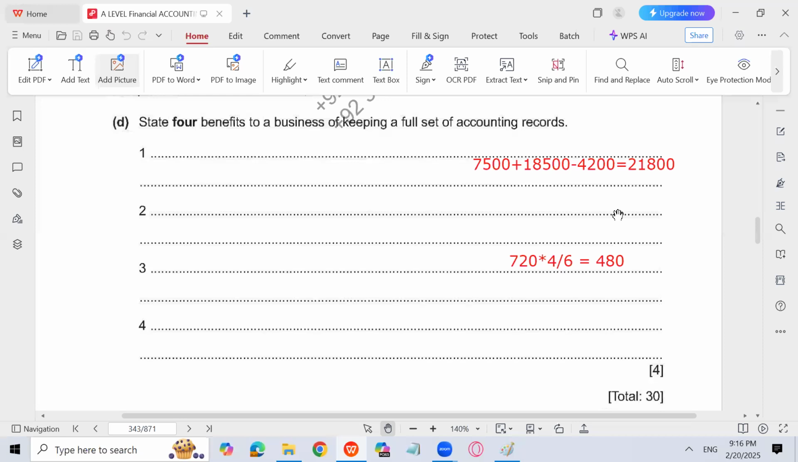The confidence level of the customers will obviously increase. The investors have more confidence in the business. They can invest more in the business because we are keeping a full set of accounting records. It will bring harmony in the accounts. If we want to compare our business, it will bring harmony because other people have also kept a full set of accounting records. So this is how we are done with this question.